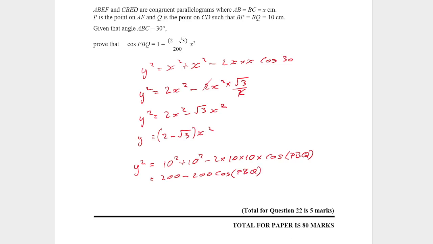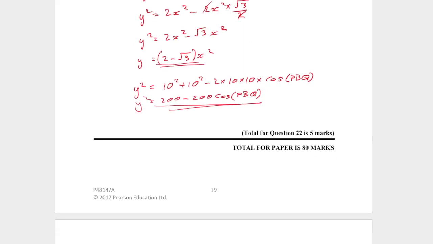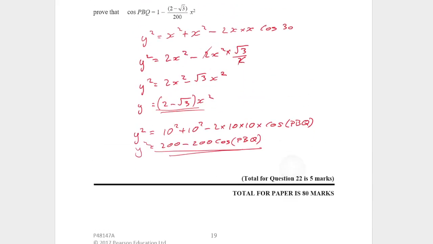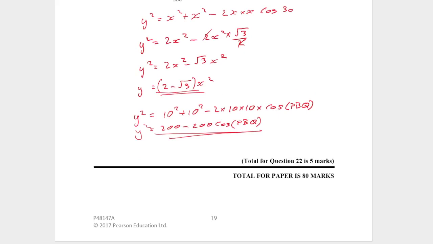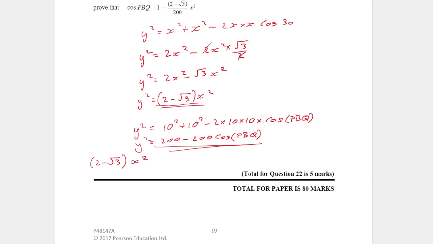So I'm going to put these two parts equal, so y squared is equal to that. Where should I carry this on? So let's do it over here. So we're in effect saying then that (2 minus root 3) of x squared is equal to 200 minus 200 cos of the angle that we're after, PBQ.